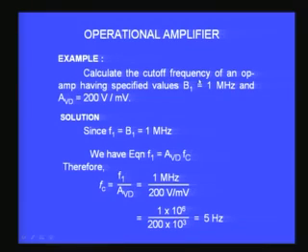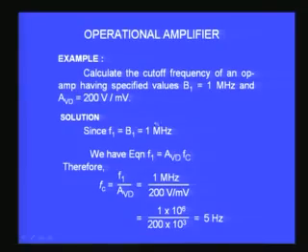Calculate the cutoff frequency of an op amp having specified value of B1 equal to 1 megahertz. That means unity gain bandwidth product is 1 megahertz, and the differential gain is given as 200 volts per millivolt. That means what? If I apply 1 millivolt at the input, I will get 200 volts at the output. That is a gain factor. So this is not true in reality. We have already seen there is a maximum with reference to plus 12 and minus 12 volts, all those things, but this is an expression of the gain ratio, that is all.